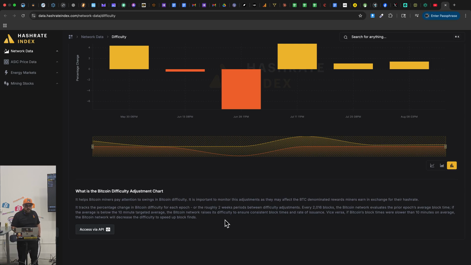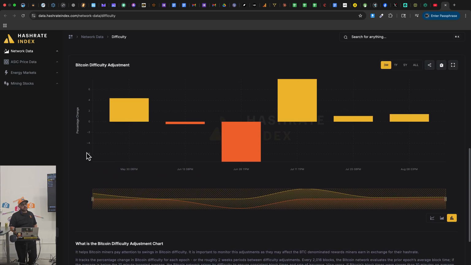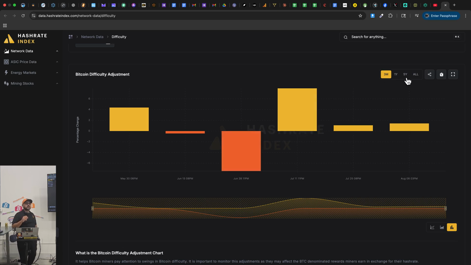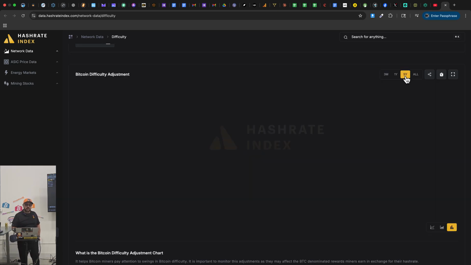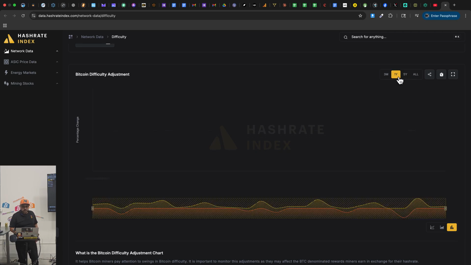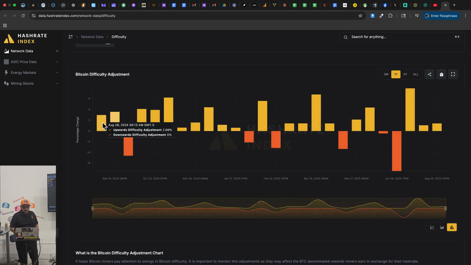If the average time is below the 10-minute target, then the Bitcoin network raises the difficulty to ensure consistent block times and rate of issuance. So if the average is below 10 minutes, difficulty is ramped up. If it's above 10 minutes, difficulty is ramped down. If block times were slower than 10 minutes on average, the network will decrease. So it gives you a little idea of the reason for the difficulty rate and how it affects profitability, for one. This is a cool little visual.